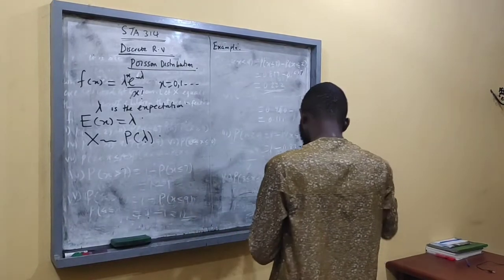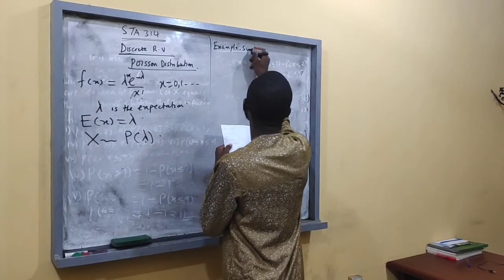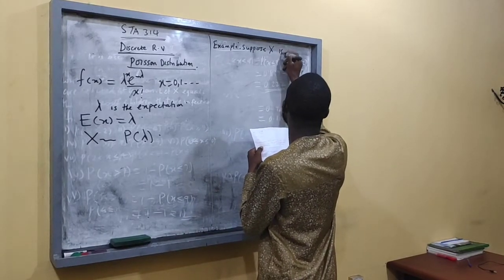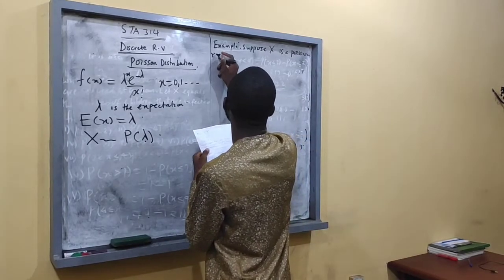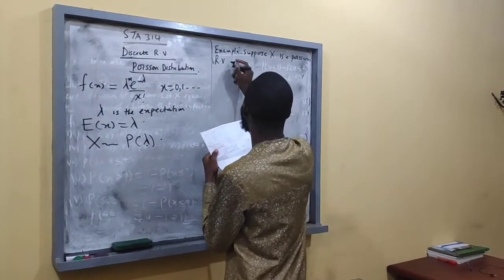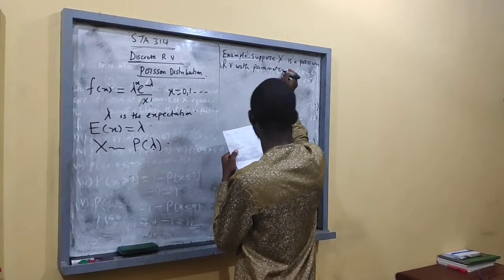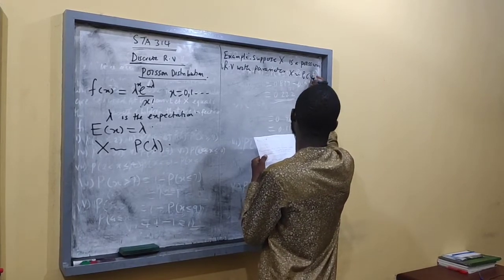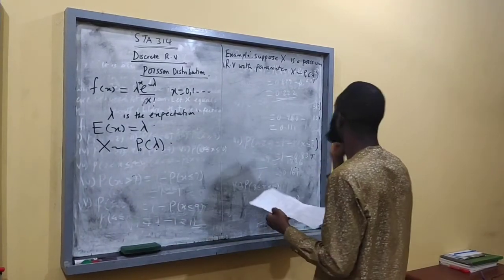Example. Suppose X is a Poisson distribution, a Poisson random variable with parameter, X expressed as P naught 4. Sometimes you will see this P. Where is the P? There will be P naught. It's the same as P naught 4.